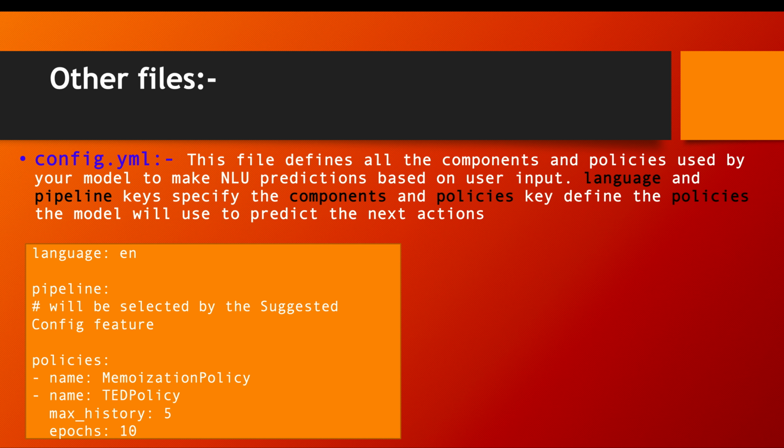Now let's see the other files that are used. The config.yml file. This file defines all the components and the policies used by your model to make NLU predictions based on user input. The language and the pipeline keys, they specify the components, and the policies key, they define the policies the model will use to predict the next actions.